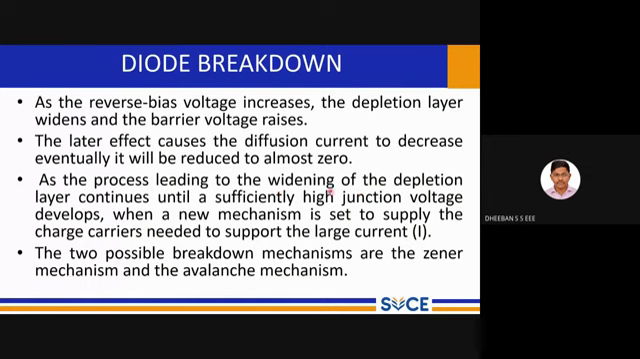and this widening will continue as long as you keep your diode in the reverse bias. That you already know. But it also has some limit. In the reverse bias condition also, there exists some limit. The electronic device will have some limit. So what is the limit? The limit is that until a sufficiently high junction voltage is developed, a new mechanism is set to supply.